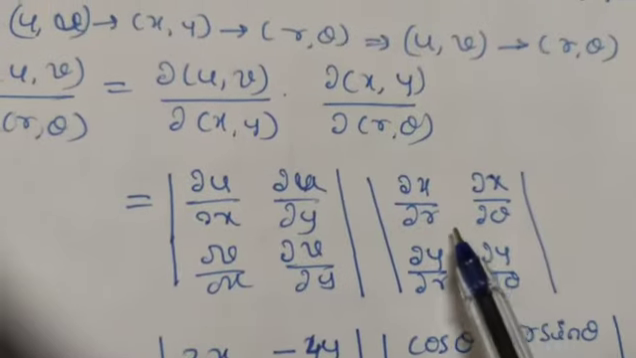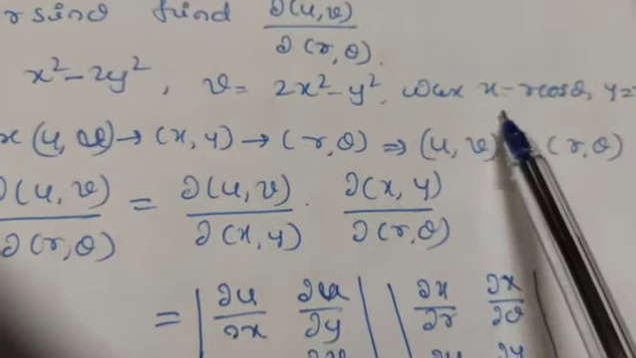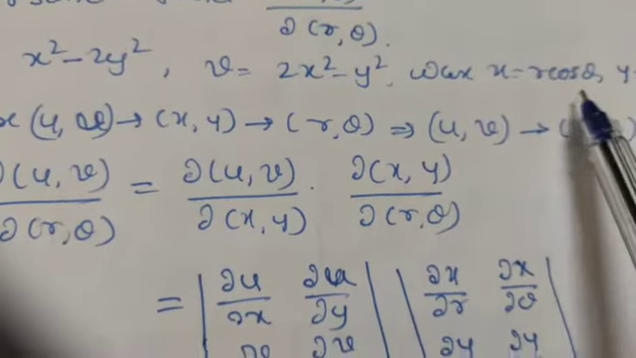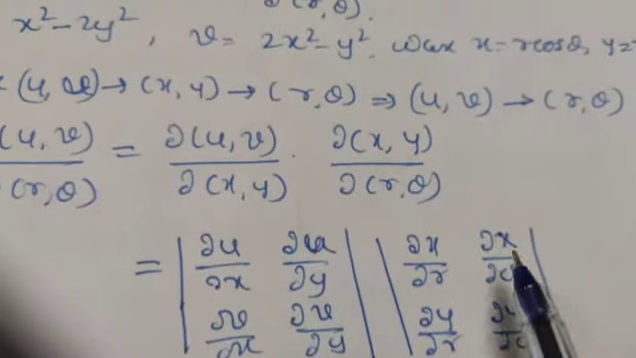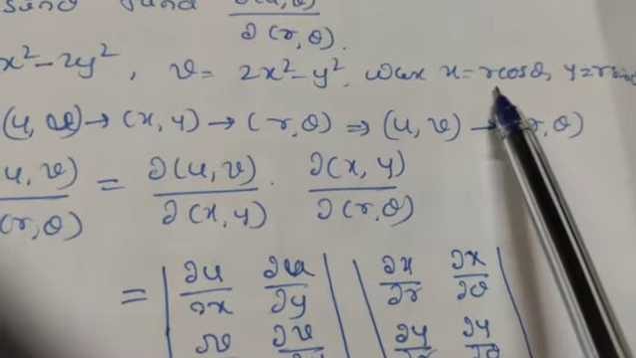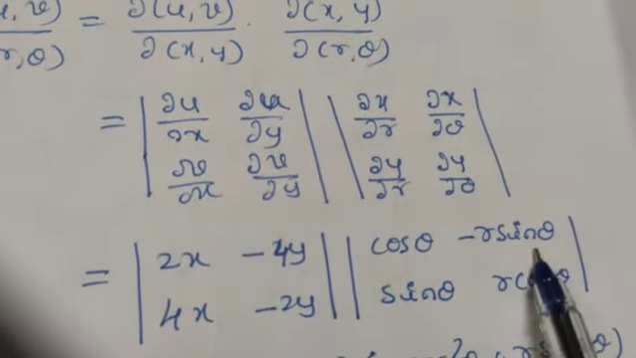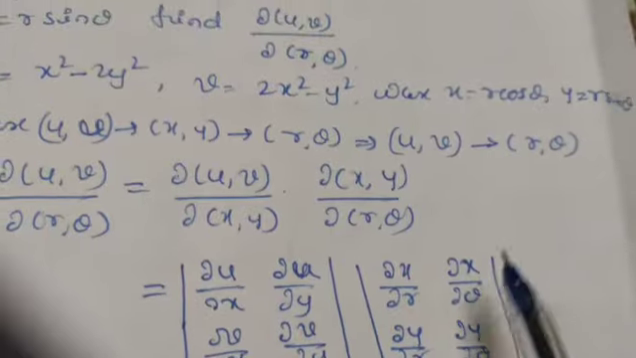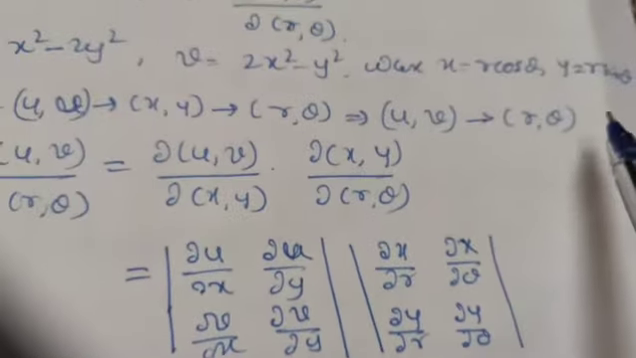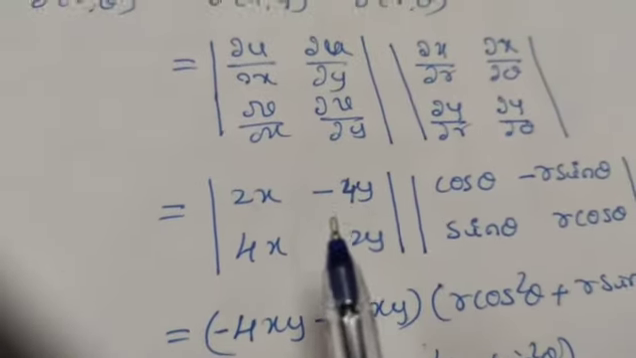And similarly the second determinant: ∂x/∂r, here r is the variable and cos θ is constant, so it is simply cos θ. And ∂x/∂θ: you have to differentiate with respect to θ, r is constant, and the derivative of cos θ is −sin θ, so it is −r sin θ. Similarly ∂y/∂r is sin θ, and ∂y/∂θ is r cos θ. Let us expand these determinants.